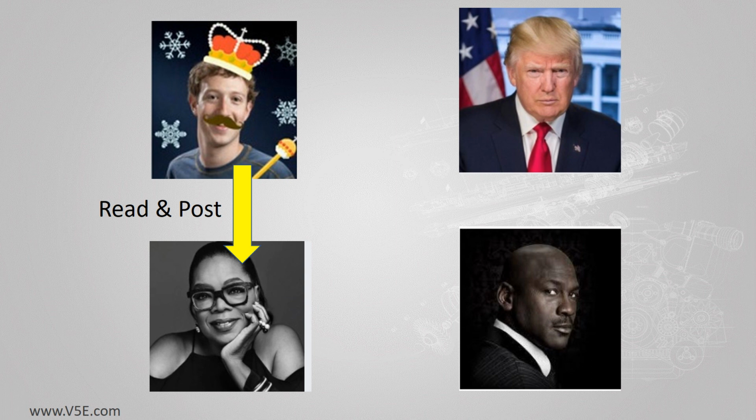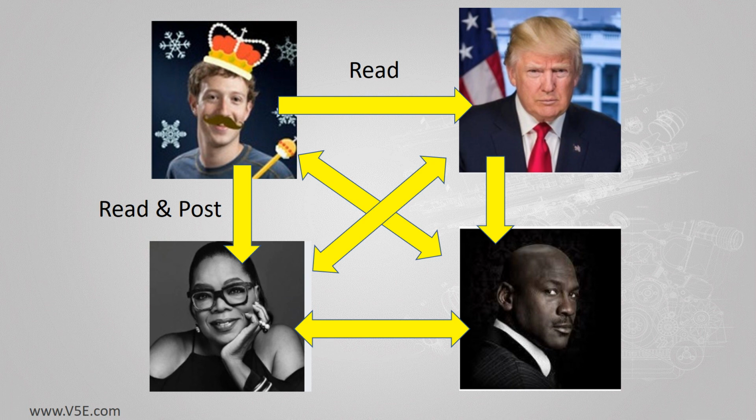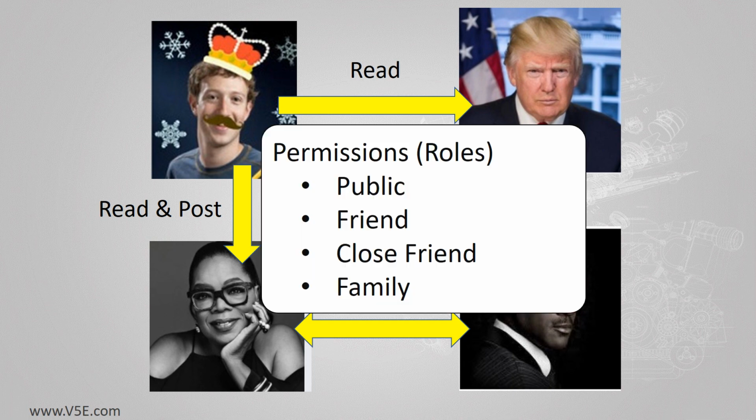Now, you can control who can view and post to your page in Facebook. You can have some friends who can see everything and others who can't. These are called permissions or roles. And in Facebook, you have public, friend, close friends, and family. Those are called roles.